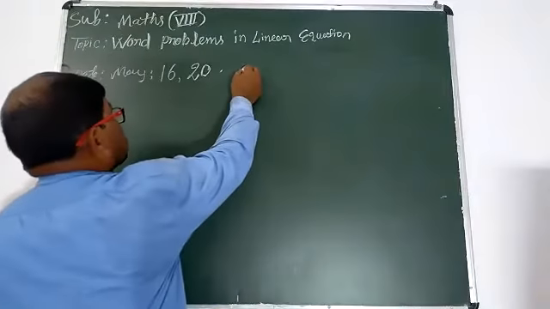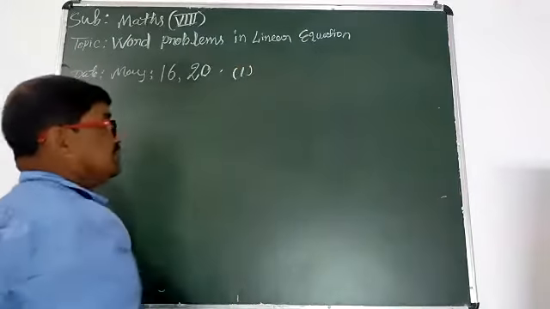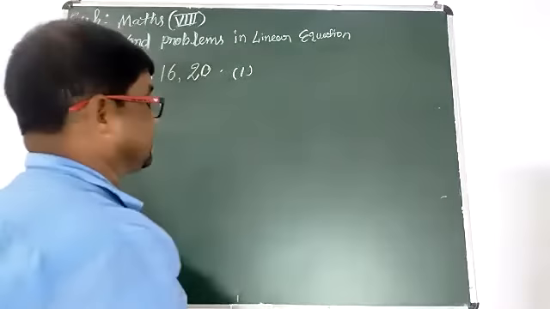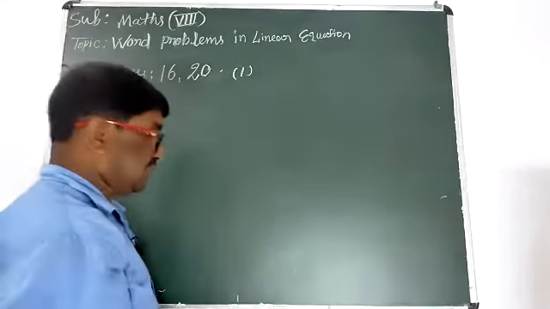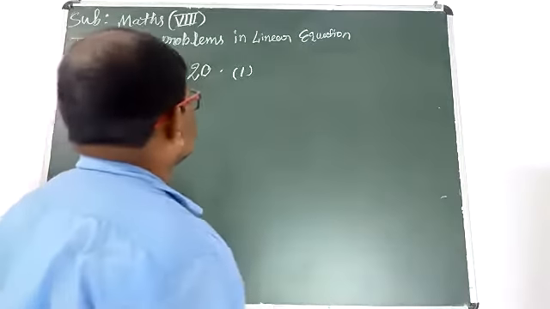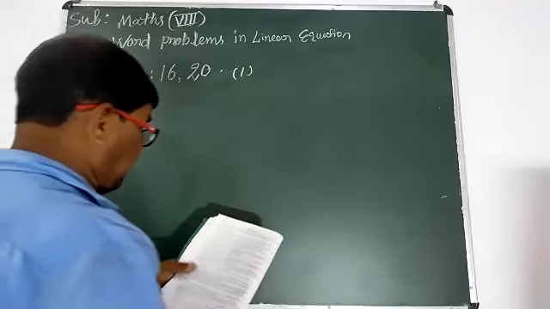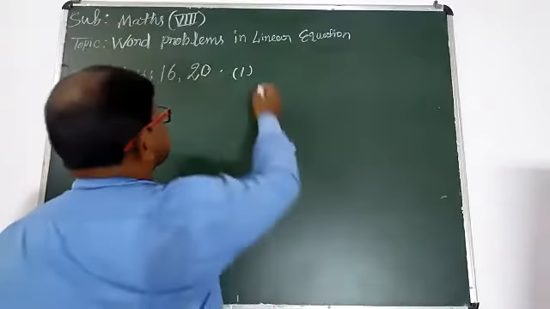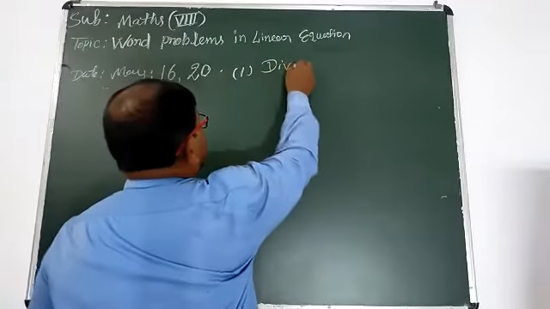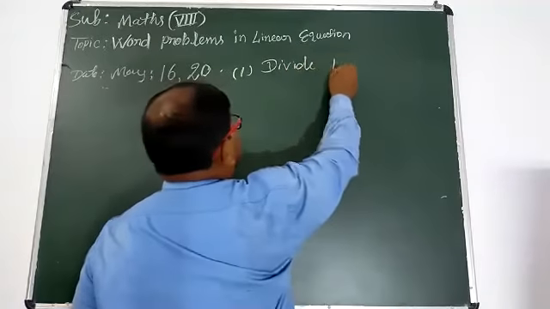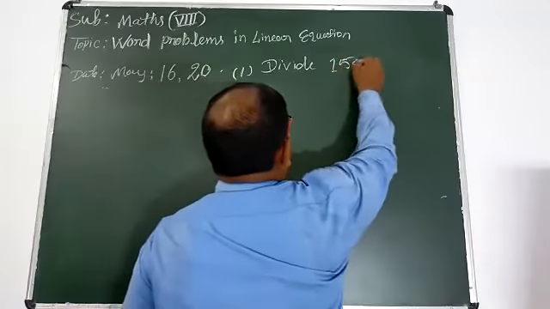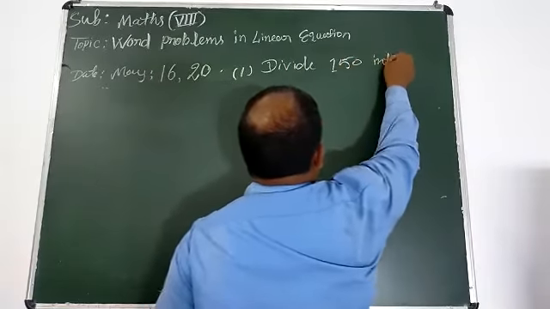Okay, write this question: division of the number, ratio or different conditions. Divide 150 into 3 parts. Take down, divide 150 into 3 parts.